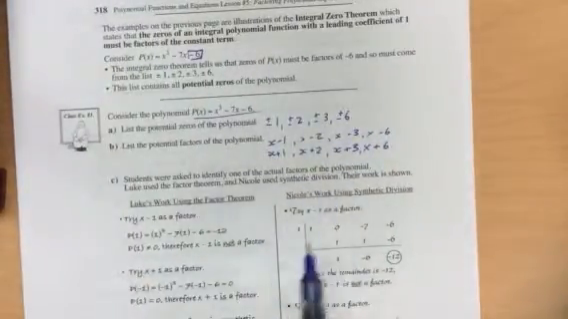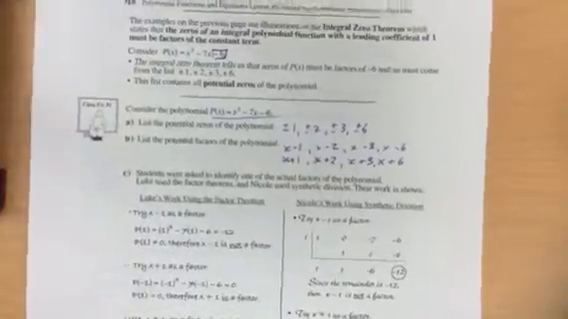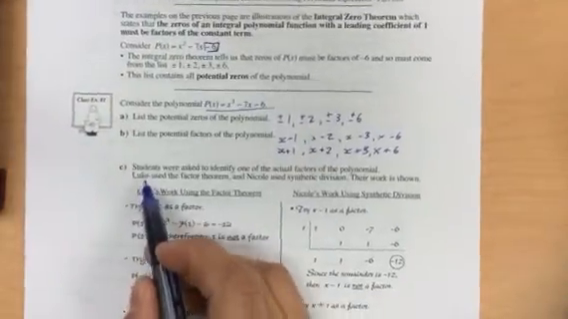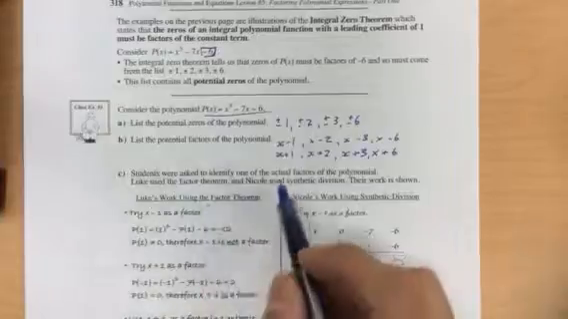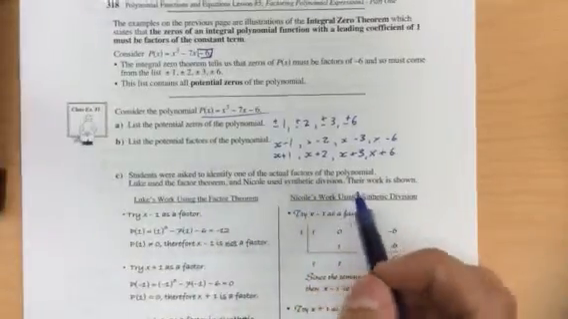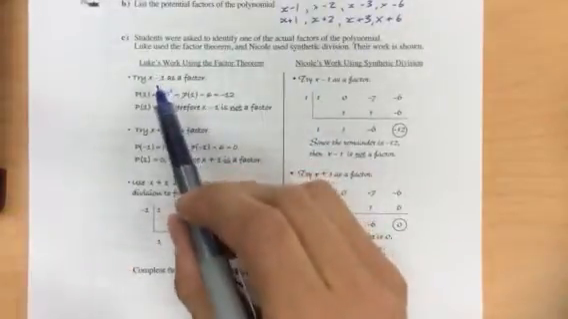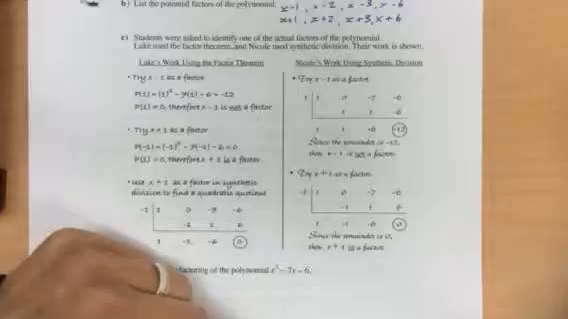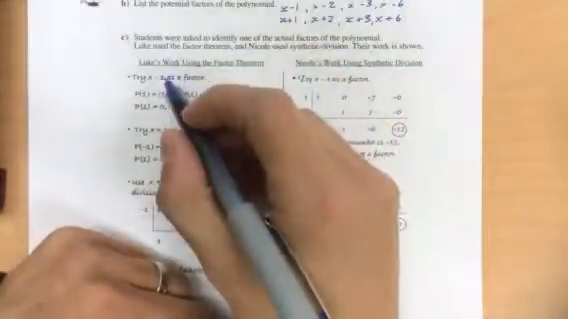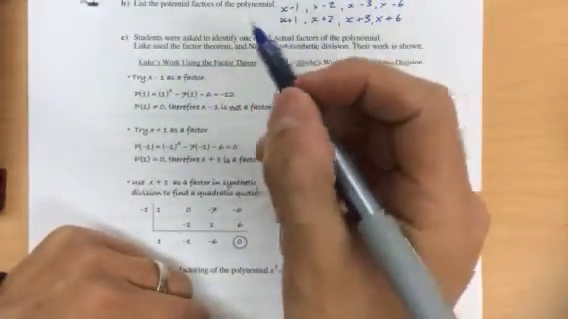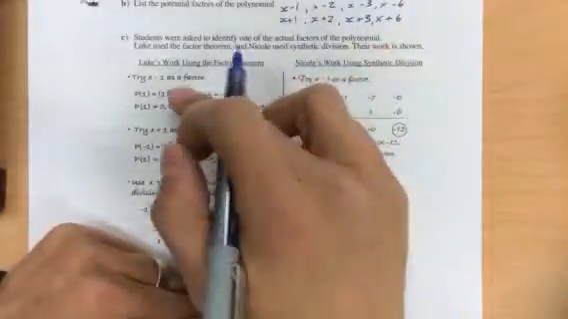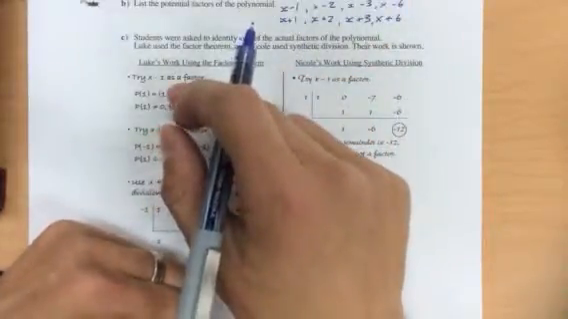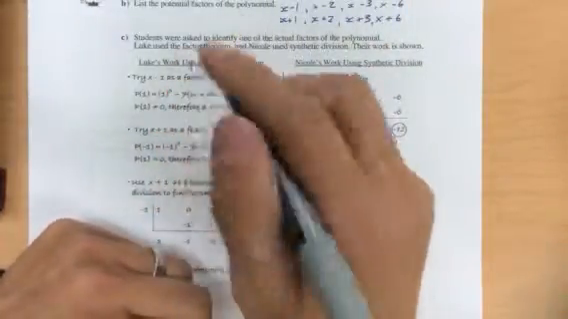Now, since we're asked to identify one of the actual factors of the polynomial, Luke uses the factor theorem and Nicole uses synthetic division, and their work is shown below. So this is Luke's side. He tried x minus 1 as a factor. Since if it's a factor, the remainder will be 0. That's what you learned last unit with the remainder theorem, right?